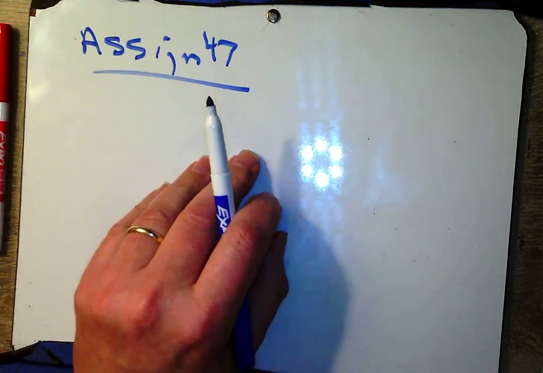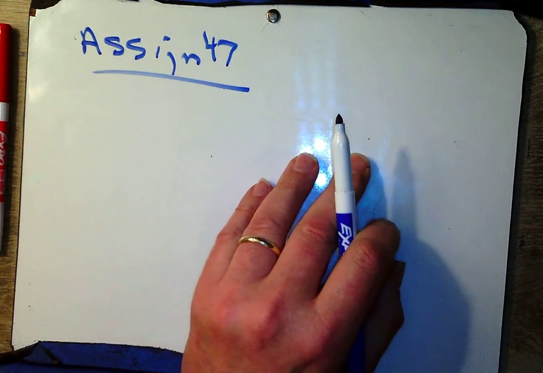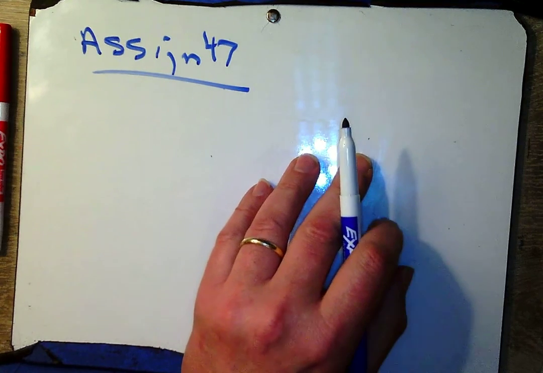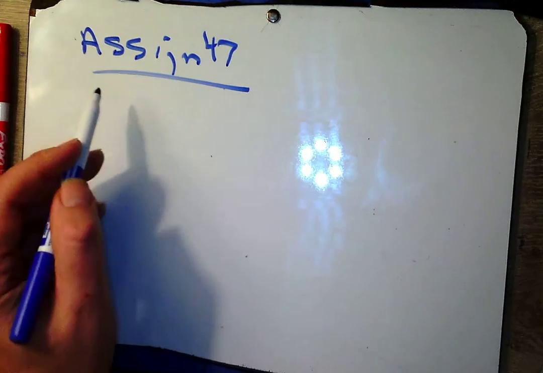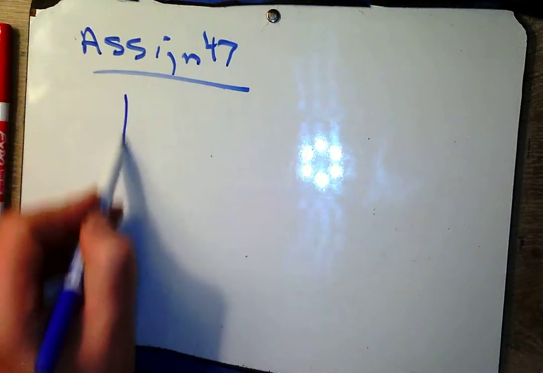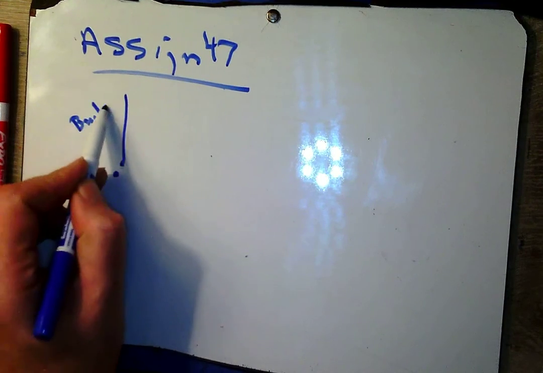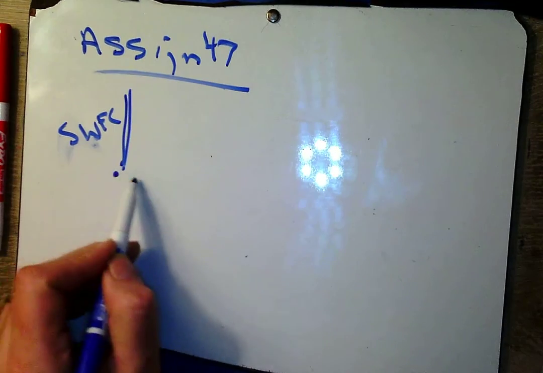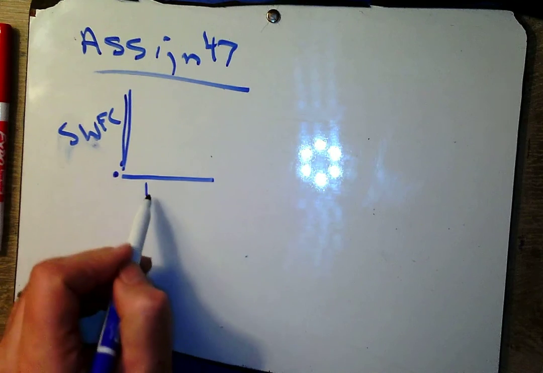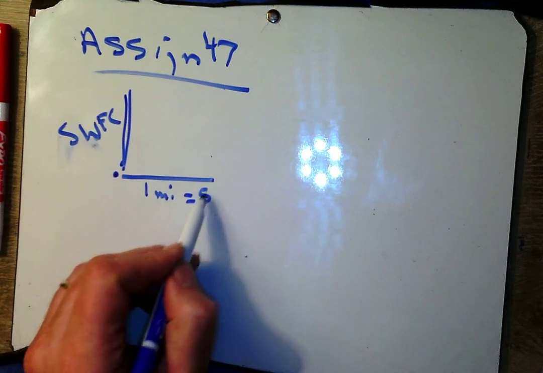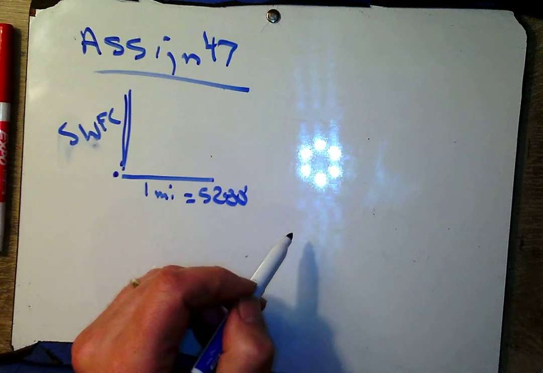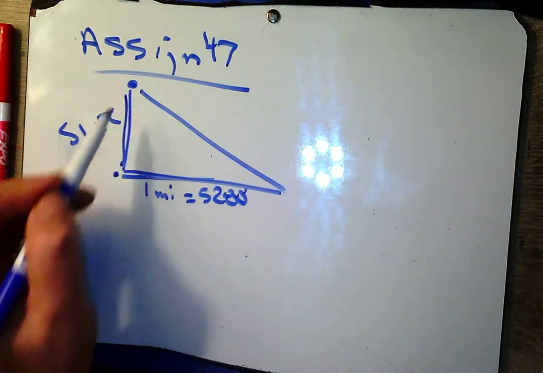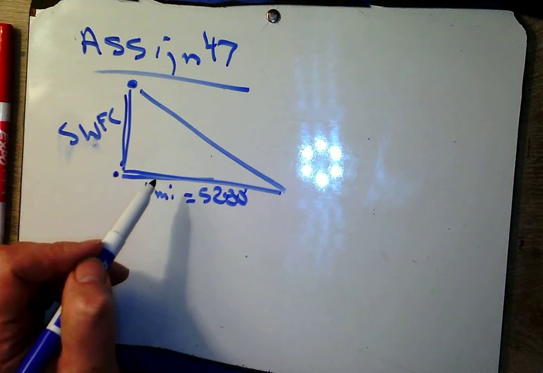All right, so what do we got going? The Shanghai World Financial Center. If you haven't seen what this looks like, you should probably Google it because it's pretty amazing. There's our building, and if you stand 1 mile back, i.e. 5,280 feet back, the angle of elevation to the top of the building is 17 degrees.